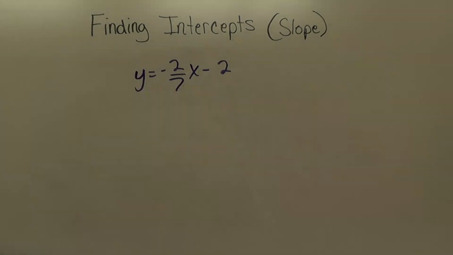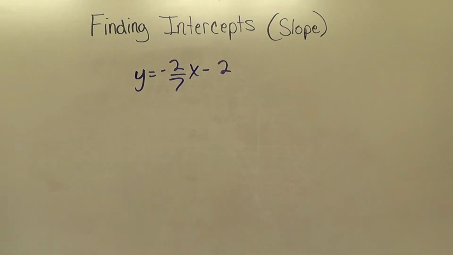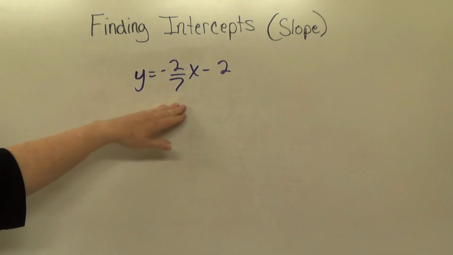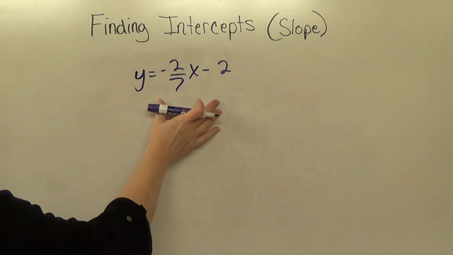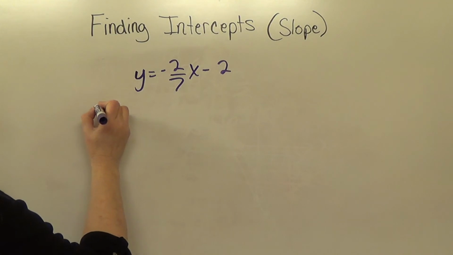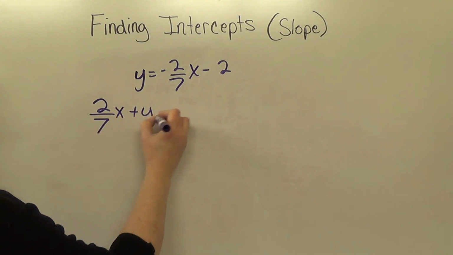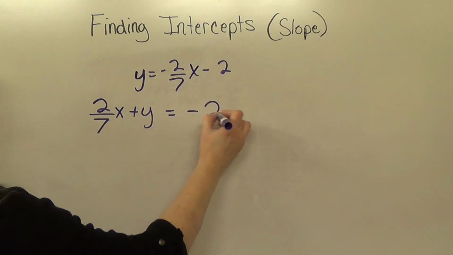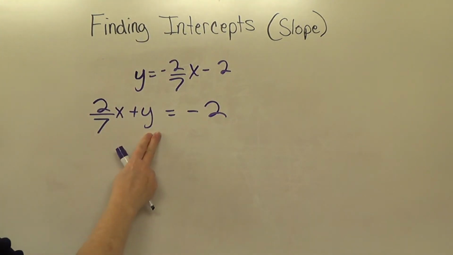Okay, in this one we have a 7 on the bottom. So there's another way that we can do this one besides clearing it. Since there's just one denominator, we can go ahead and leave it. So I'm going to move my x term and get this in standard form. So that would make it a positive fraction, and then plus y equals -2. So I move this term to the left side with the y.